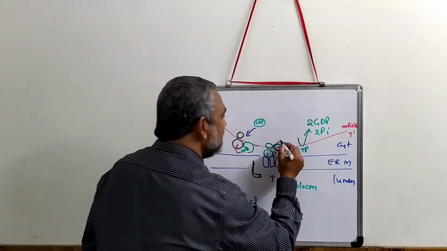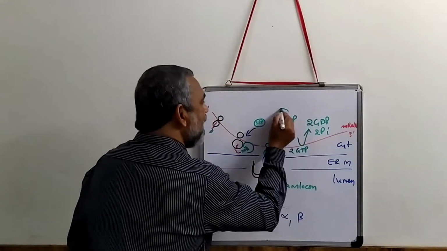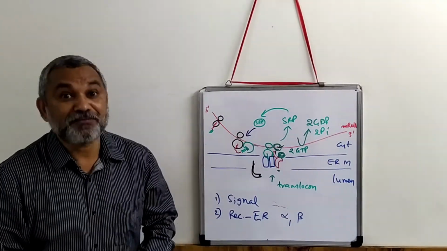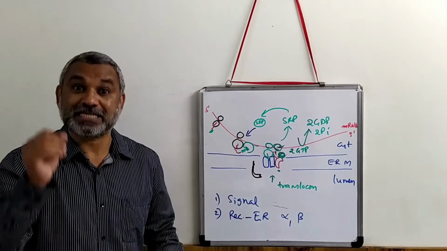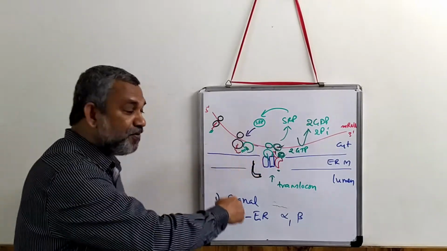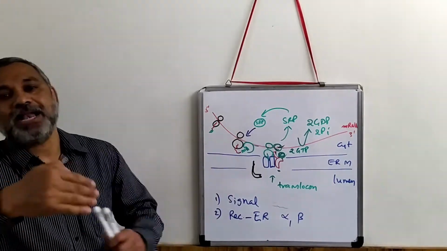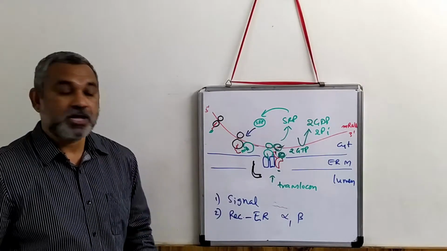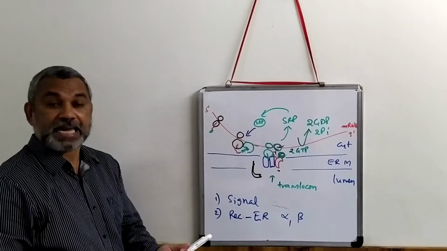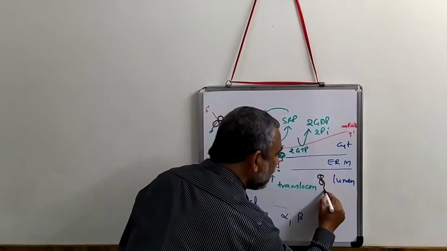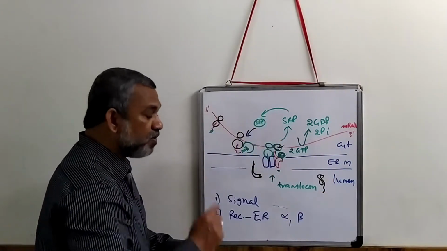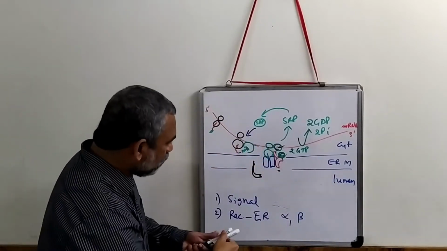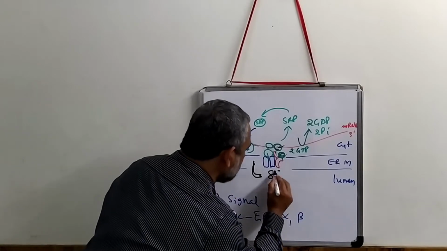Meanwhile, what will happen? The SRP gets detached, and this SRP can be used again and again in order to identify a newly synthesized protein, a secretory protein, which is identified, brought to the translocon, and then transferred. This is the mechanism by which a protein is translocated inside. Now the protein is being translocated.